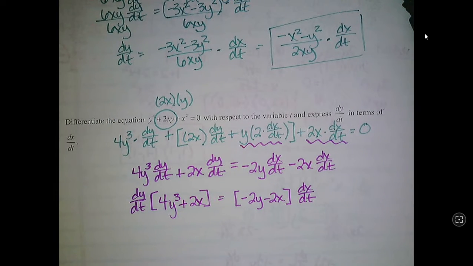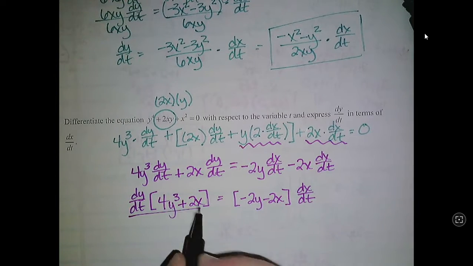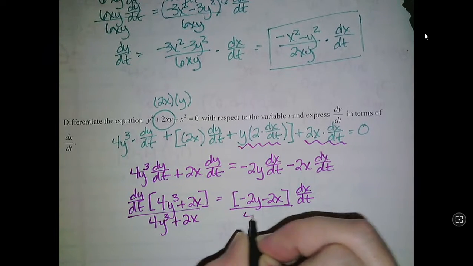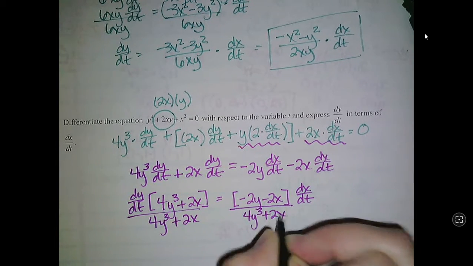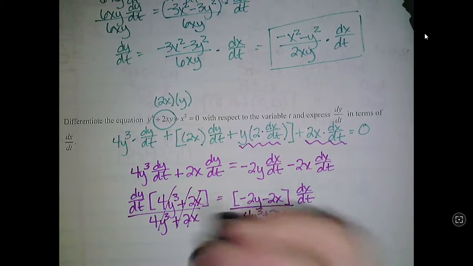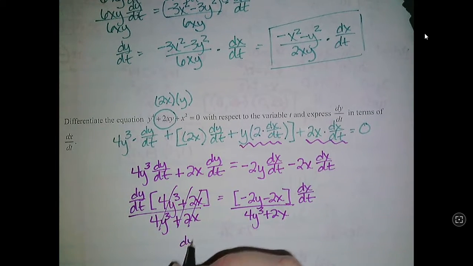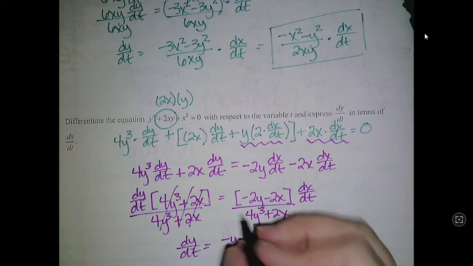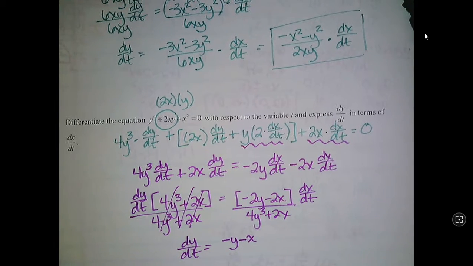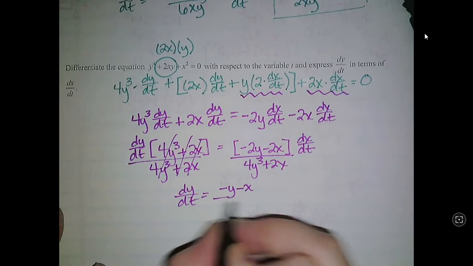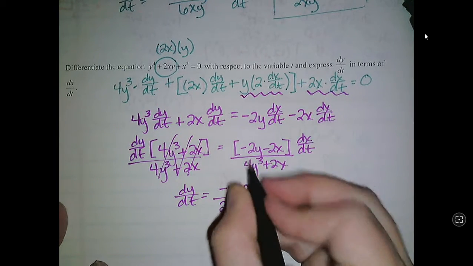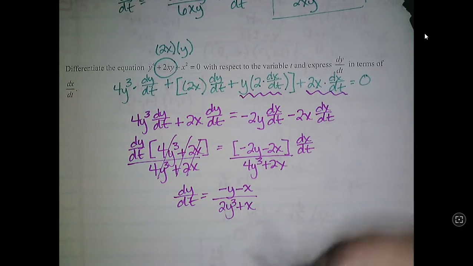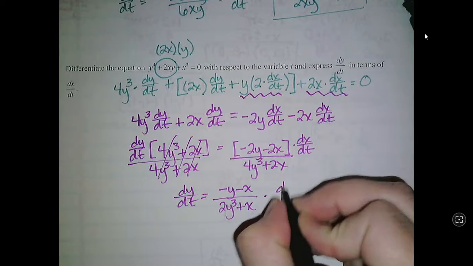And so to finish solving for dy dt, I would divide both sides by 4y cubed plus 2x. Since everything here has a factor of 2, we can reduce it. So we get that dy dt is equal to negative y, if I divide that by 2, minus x, if I divide that by 2, over 2y cubed, if I divide that term by 2, plus x, if I divide that term by 2. And then it's still multiplied by that dx dt.